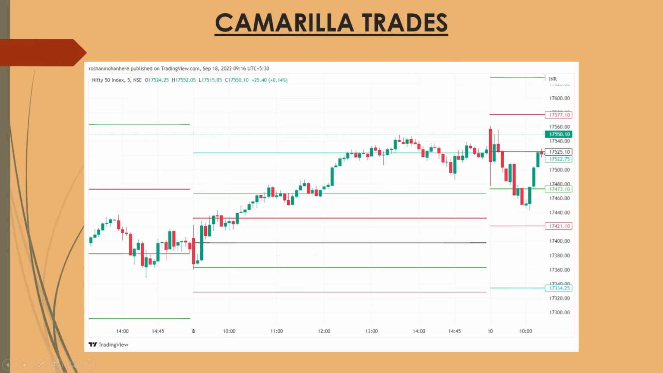See, the market opened here, it tested Camarilla L3. From here, buying came, it reached the target of H3 and beyond, H4 and H5, causing a trending day.